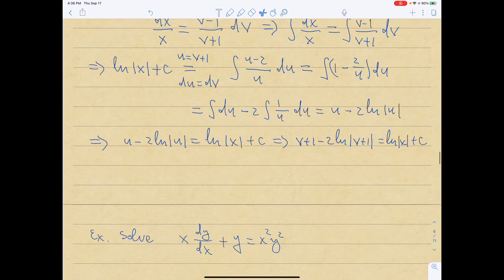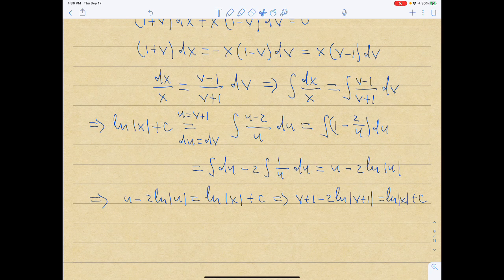So now the last step, I'm going to replace all v's by y over x to get y over x plus 1 minus 2 natural log absolute value y over x plus 1 equal to ln absolute value of x plus a constant. And that is a general solution of my equation, right? Again, first order equation. General solution will have one unknown constant.